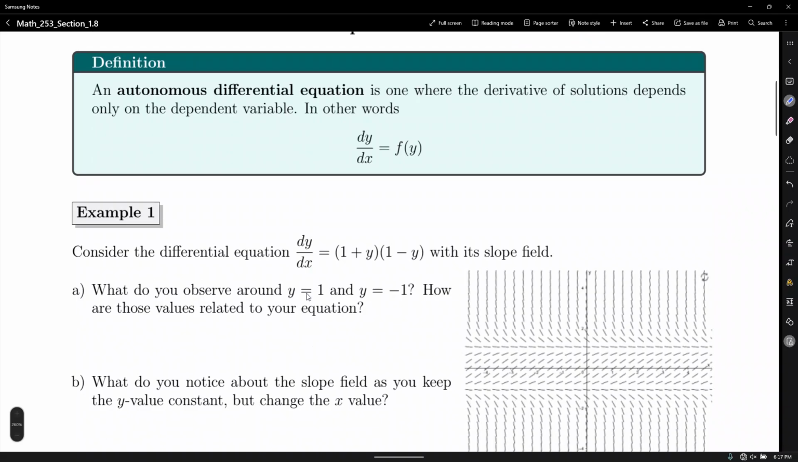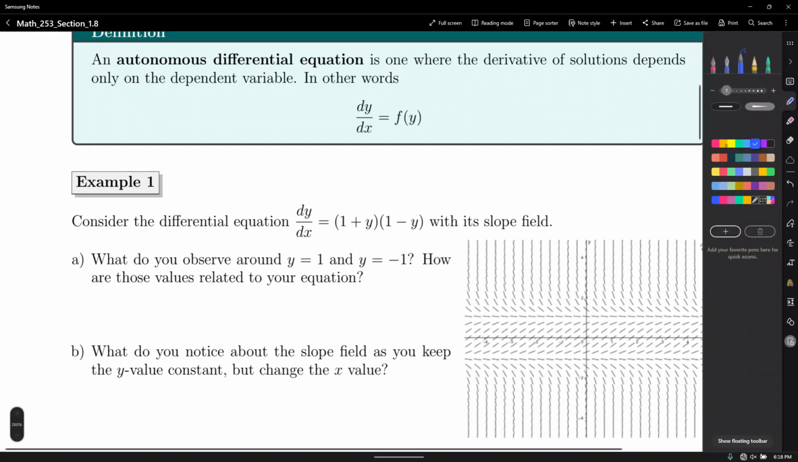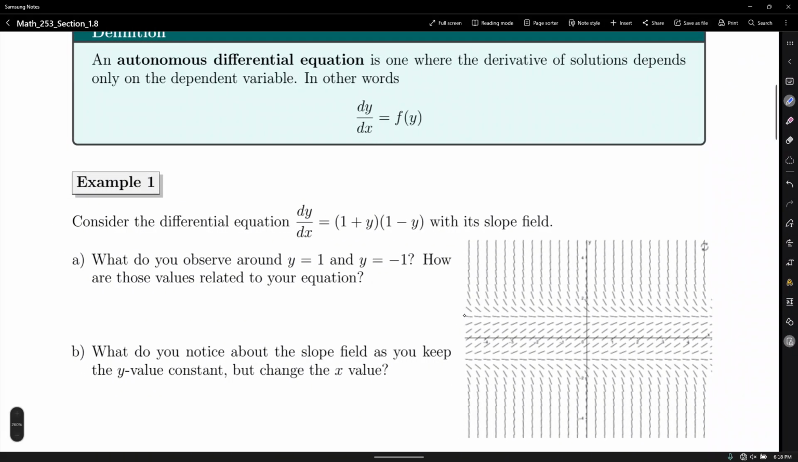Let's have a look at one example of an autonomous differential equation. Let's consider the equation dy/dx equals (1 plus y) times (1 minus y), along with its slope field. I'm going to show you a GeoGebra picture so we can have a better overview. So, what do we observe around y equals 1 and y equals negative 1? At y equals 1, we seem to have a horizontal line, and another horizontal line here.